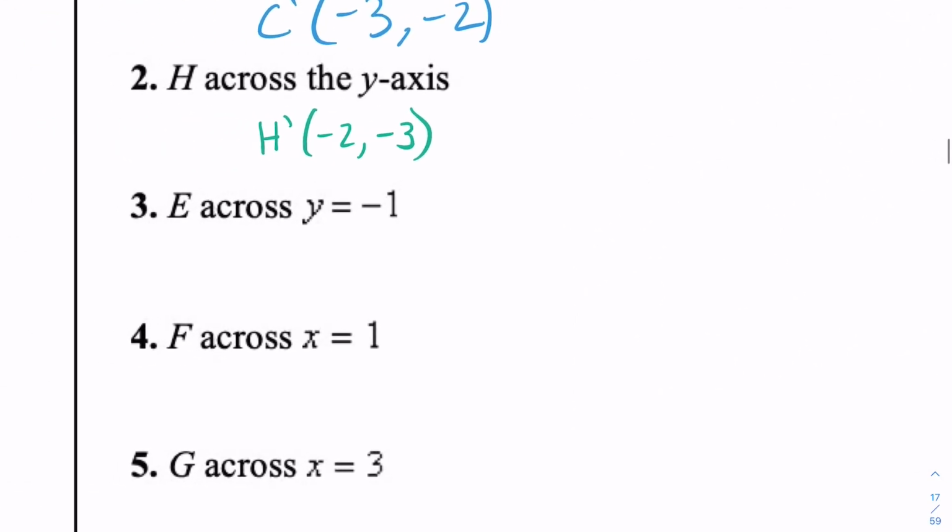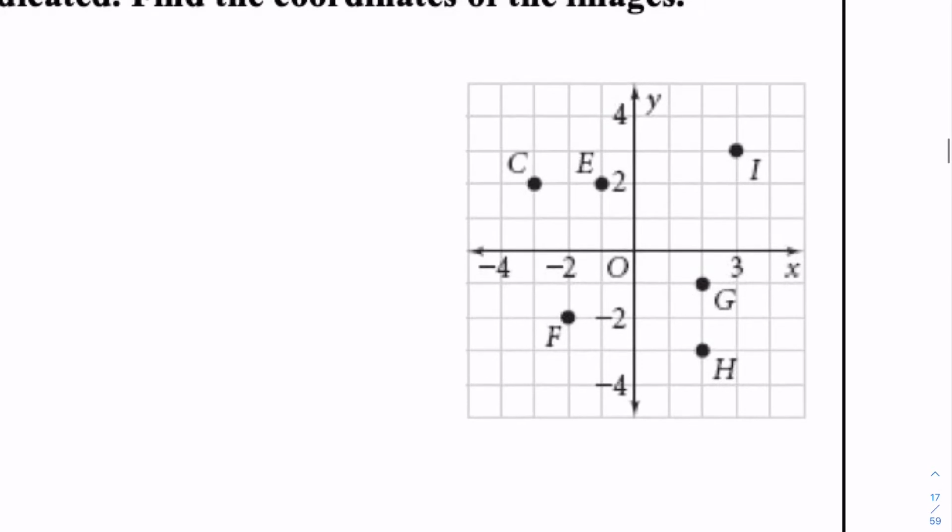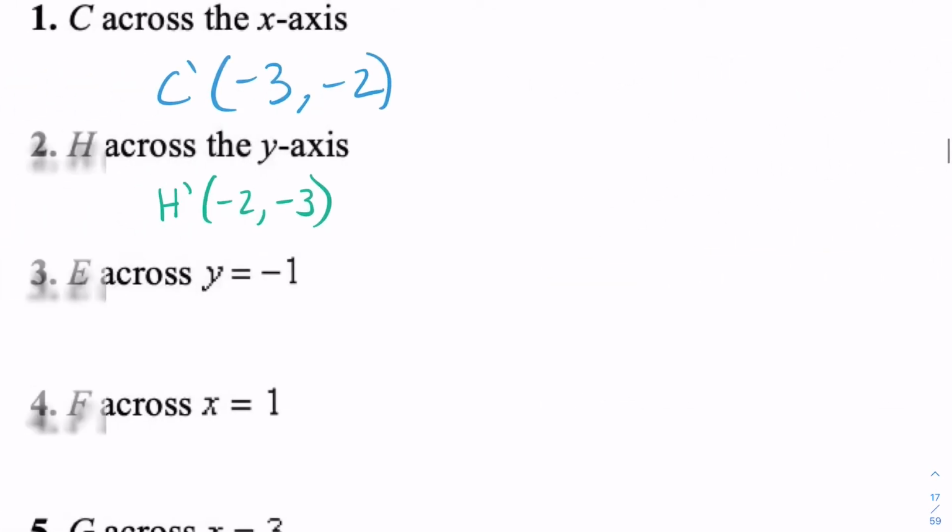So E across line y equals negative 1. So here's y equals negative 1. And so now E is right here. So E is 1, 2, 3, 1, 2, 3. So that's E, which looks like it's negative 1 comma negative 4.